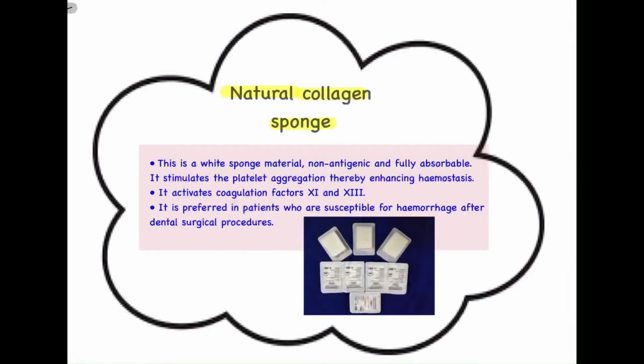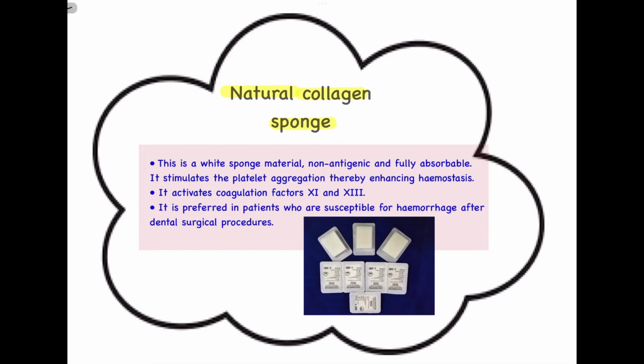Our next hemostatic agent is natural collagen sponge. So basically it is a white spongy material. It is non-antigenic, and again it is a fully resorbable material. Basically it acts by stimulating the platelet aggregation, right. So it activates the coagulation factor 11 as well as factor 13.